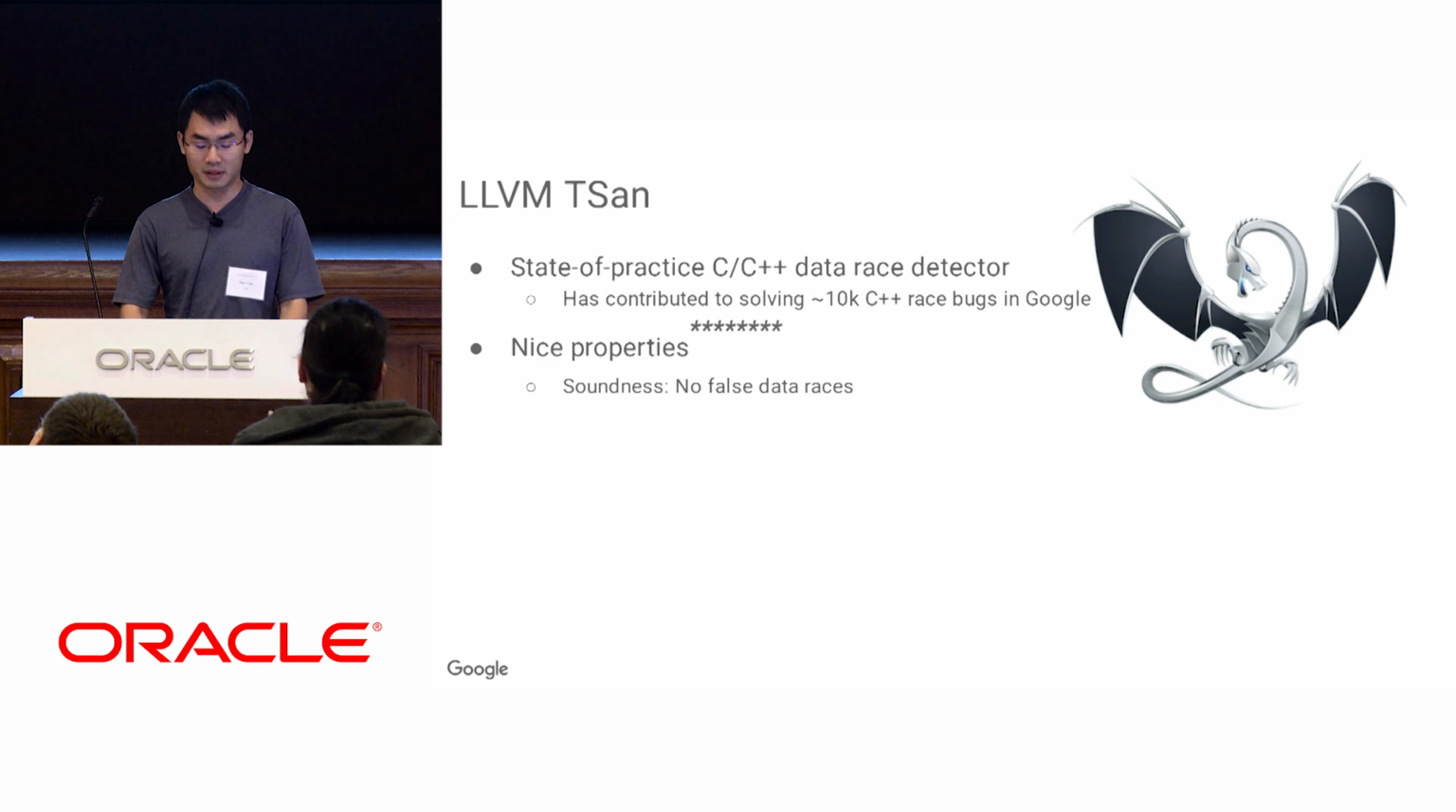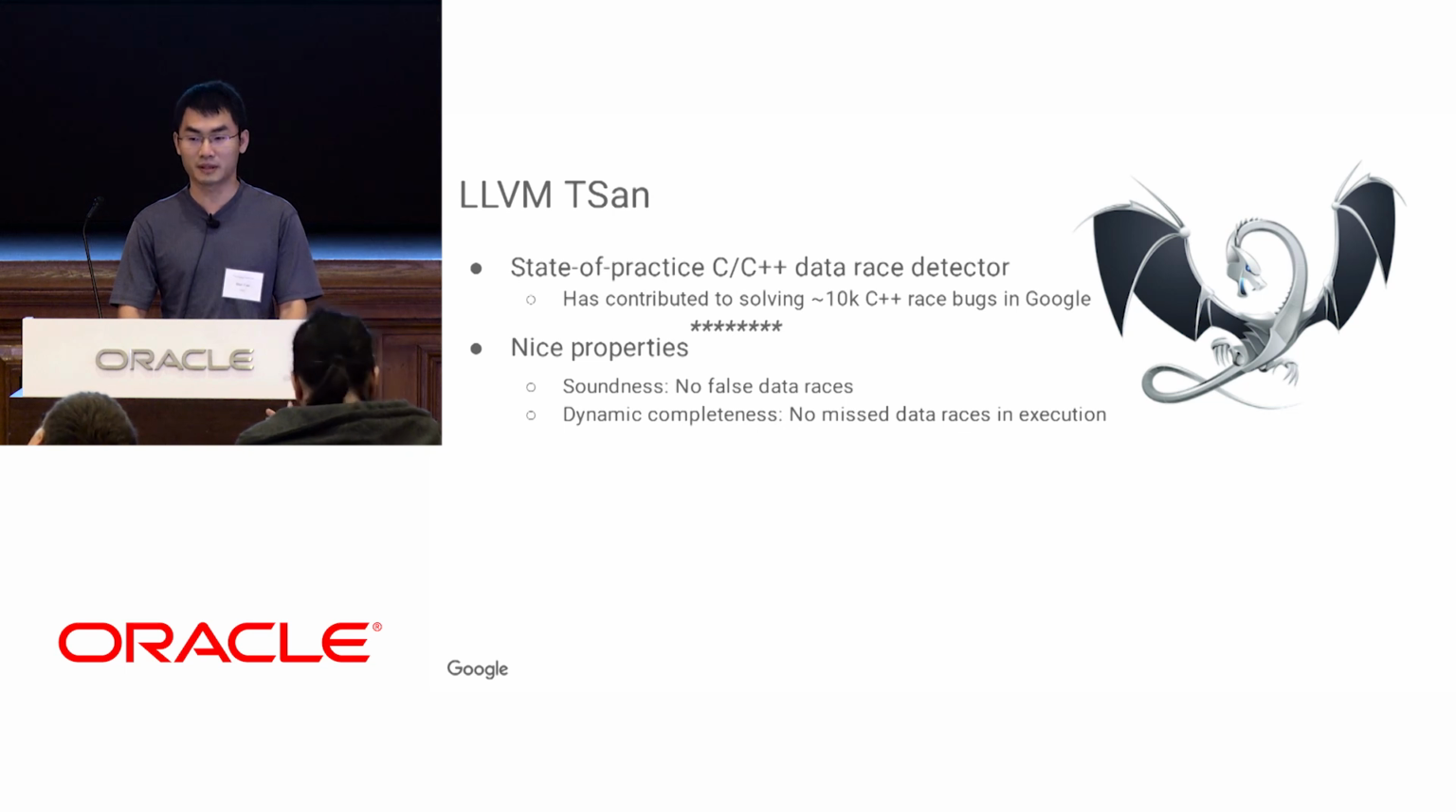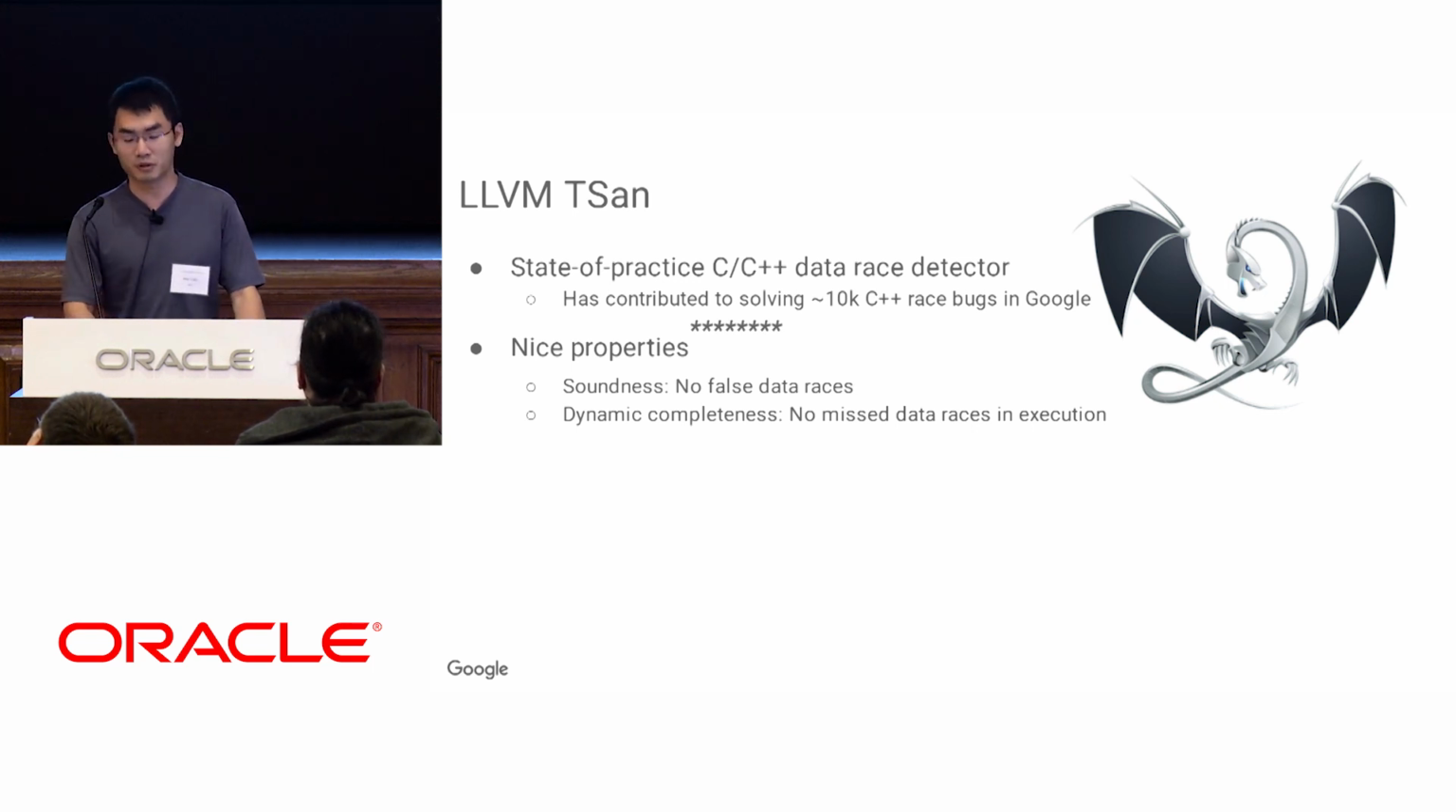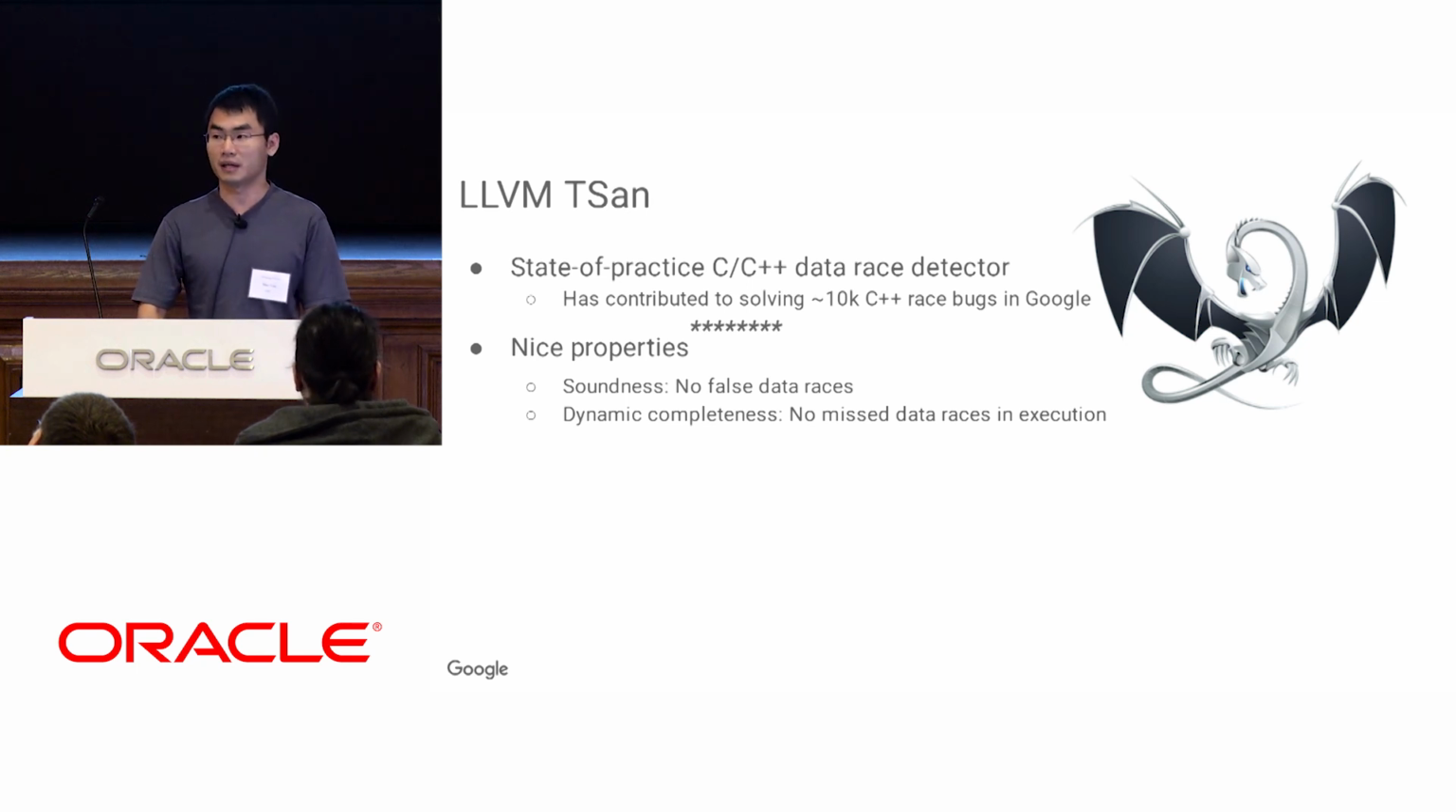The first property is soundness, which means it never reports a false data race. The second property is dynamic completeness. That means for each execution, it will detect all the races in that execution, and that means it doesn't miss any true races in the execution. However, both properties are actually limited by the implementation.